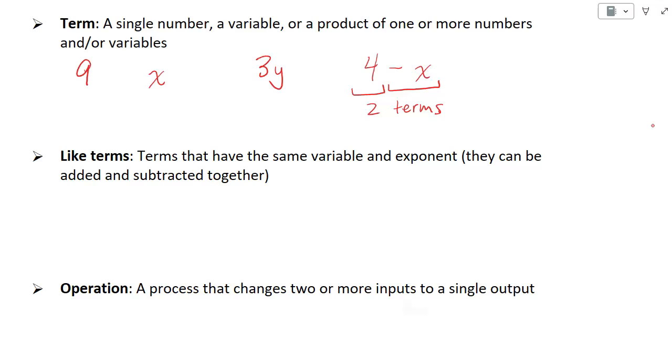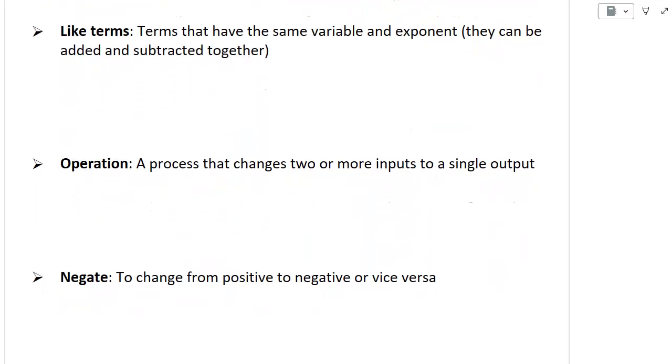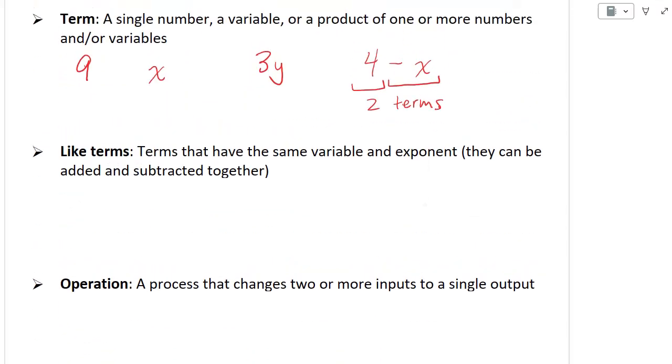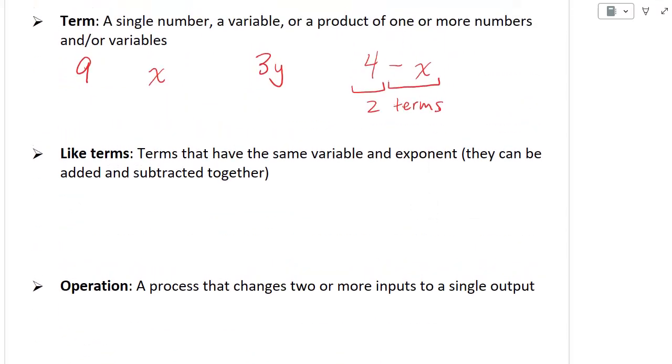Okay. Like terms are terms that have the same variable and exponent. I'm going to actually keep term on the board here. Terms that have the same variable and exponent, basically these are the ones that could be added or subtracted together to be simplified into one term. So for example, 3x and 7x, they have the same variable and exponent. It's understood to be an exponent of 1 or a power of 1.